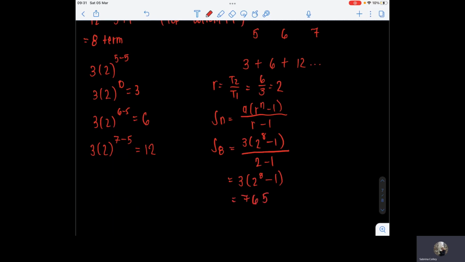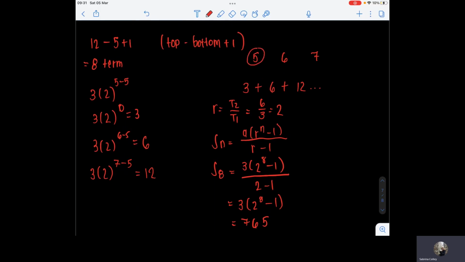So it went from term 5 all the way until term 12. We know there are 8 terms here. So I'm looking at what is my total calculation for 8 terms if I started at term 5.